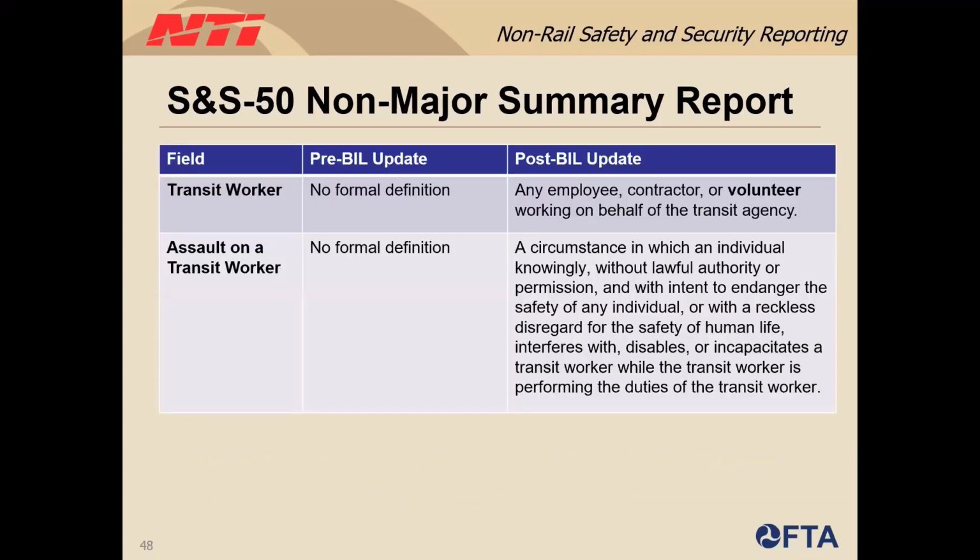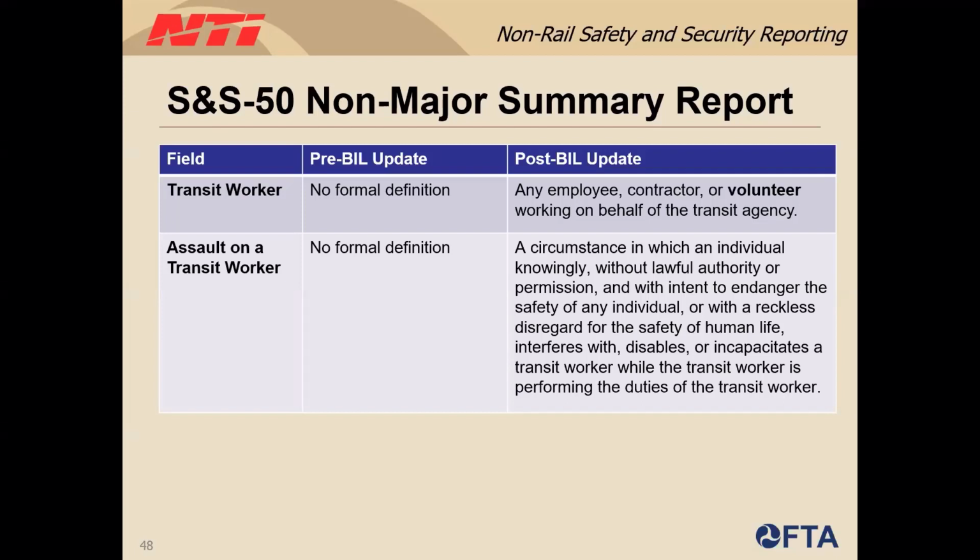There are a couple of key terms and their respective definitions to become familiar with. Understanding these definitions will help you determine which assaults on transit workers you need to include on the SNS 50 form. The first is transit worker. This new definition was made specifically to include volunteers as workers. The existing definition of a transit employee, however, includes that the worker is one who is compensated by the transit agency. The second is assault on a transit worker.